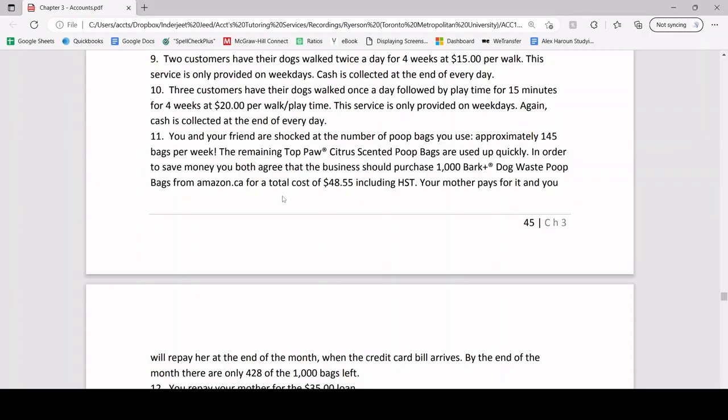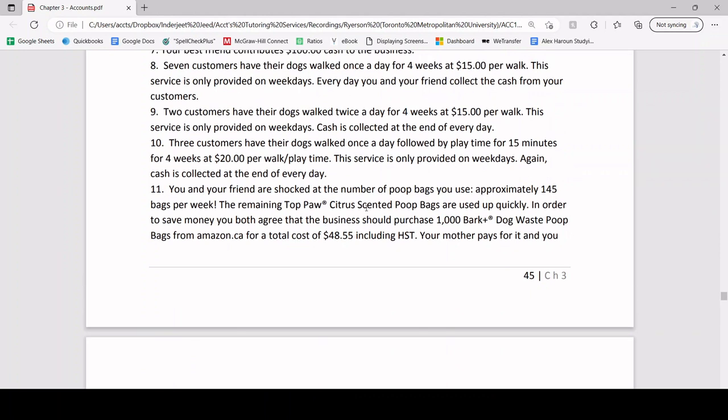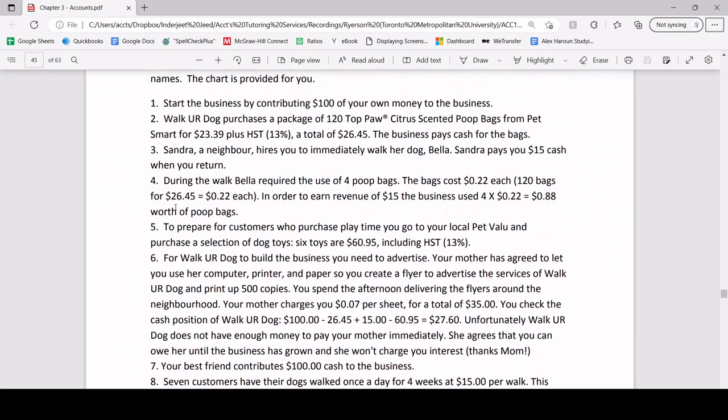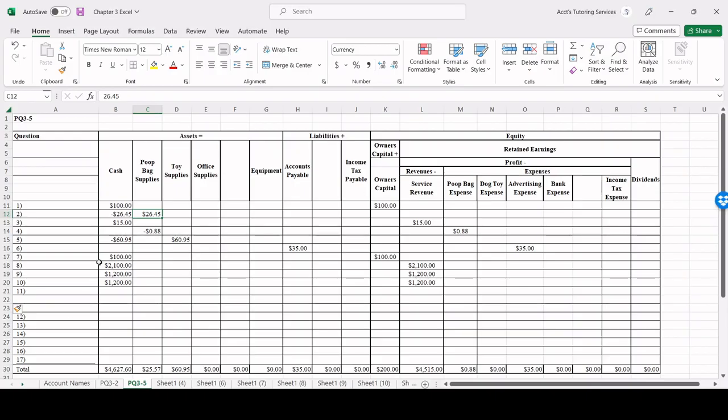Let's first deal with the rest of the bags that were used up. So remember, in transaction number 2, we purchased 26.45 of poop bags. Right over here. Correct? And remember, in transaction number 4, we used up 88 cents worth. So the difference between the 26.45 and the 88 cents, we've used up the rest of those. So let's record that journal entry first.